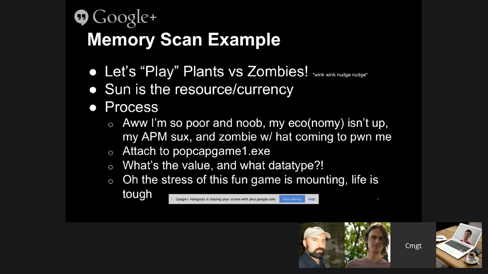Anyways, we can use Cheat Engine, we can attach to PopCap Game 1, and we can say, well, what is Sun? Like what's the value? What's the data type corresponding to Sun? Because it could be a float, it could be an integer. We see in game it goes up in increments of 5, and it doesn't have any decimals, so we can infer it's probably not a float or a double, but who knows? Let's just see what happens.